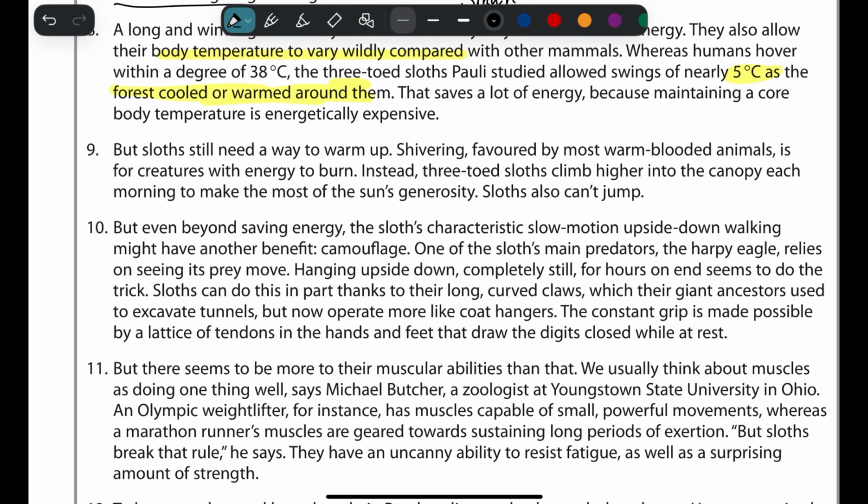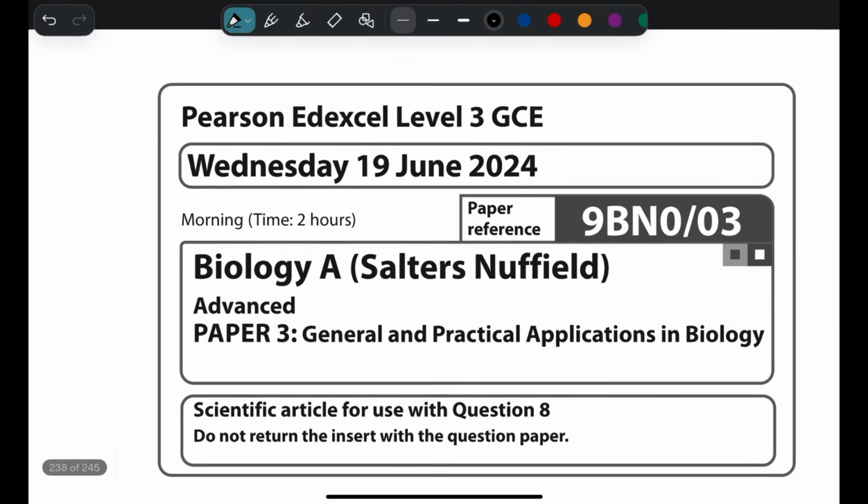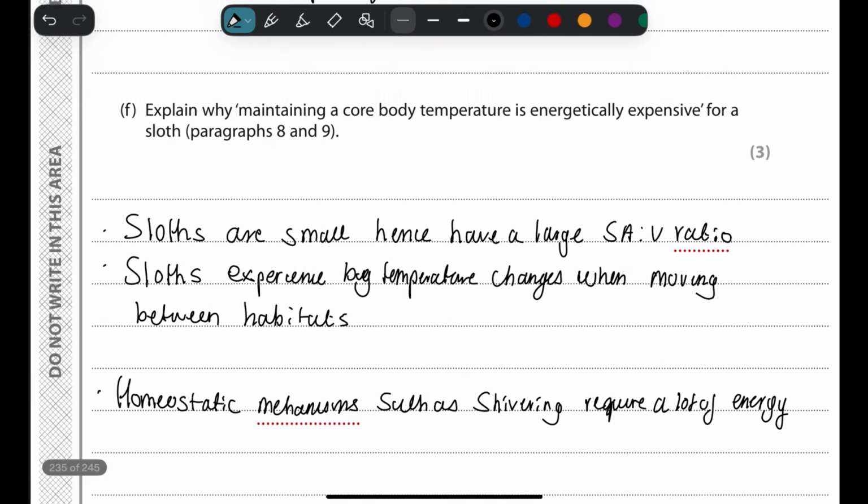I was thinking, okay, how are you going to maintain a core body temperature? It's going to have to do with homeostasis. So we're going to have to talk about that eventually. Now, they said that they need to warm up. Shivering is done by a lot of animals with energy to burn. So we're kind of hinting that the sloths don't have that. But what we're saying is the sloths are instead going to climb higher into the canopy each morning, right? So I think that's given us enough context to maybe go for the question.